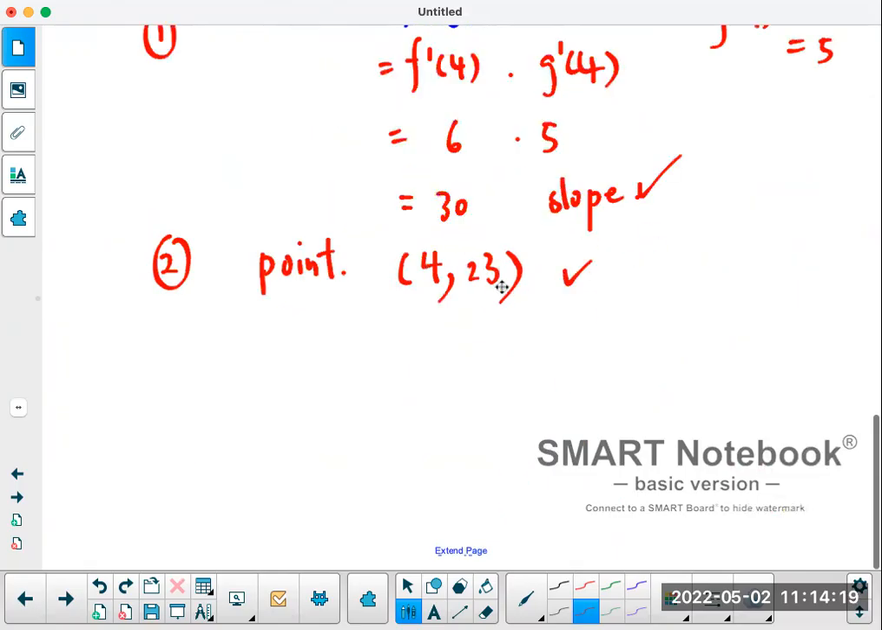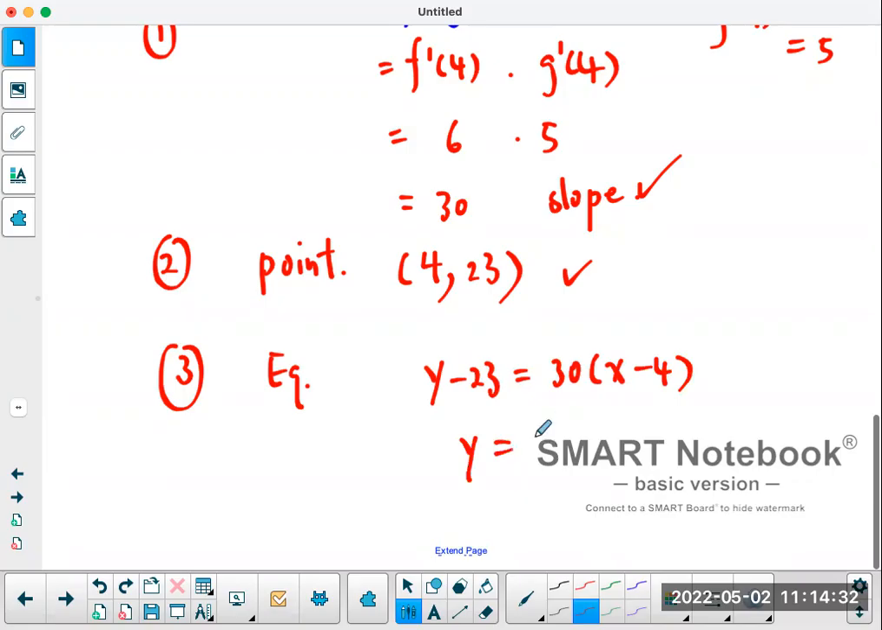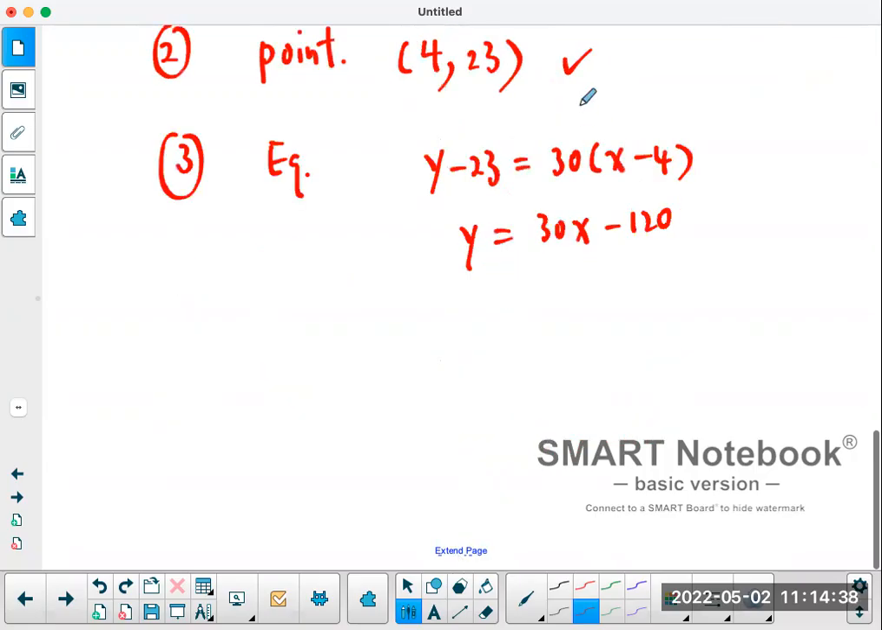Now I have a slope, I have a point, I can find the equation of the tangent. It's going to be y minus y1 equals the slope times x minus x1. y minus 23 equals 30 times (x minus 4). Expand. 30x minus 120, and then you bring the 23 over. So y equals 30x minus 97.